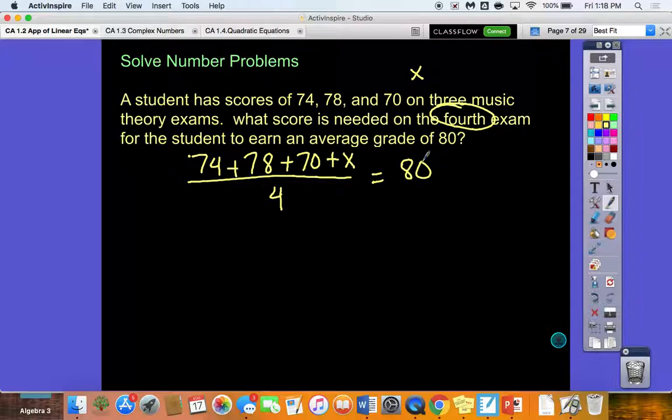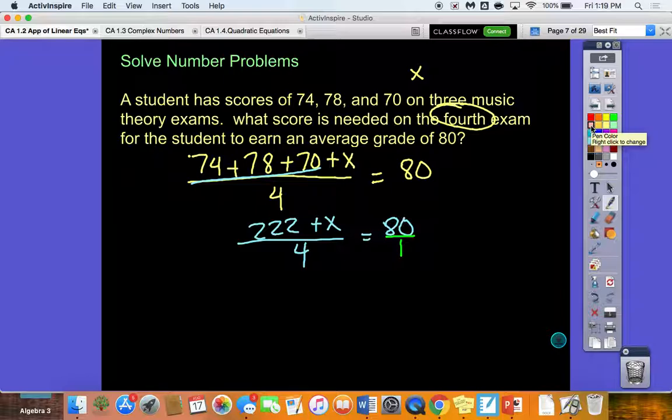Now, at this point, you're just solving for x. So we need to find the sum of the current test. 74 plus 78 plus 70 is 222, plus x, divided by 4 equals 80. Now at this point, I'm hoping that you realize that that is a proportion because you have a fraction on the left, and you can make 80 a fraction. So anytime you have a proportion, you are more than welcome to cross multiply. The other option would be to multiply through by the common denominator, and it's going to have the same effect.